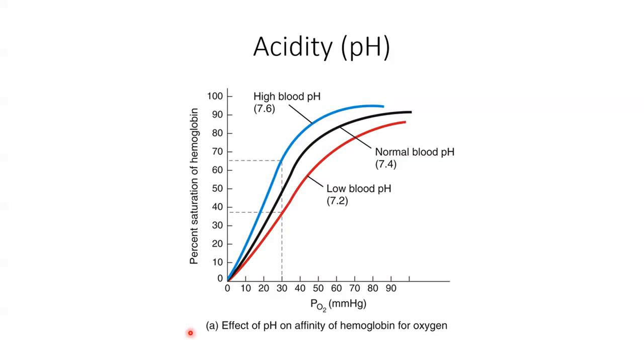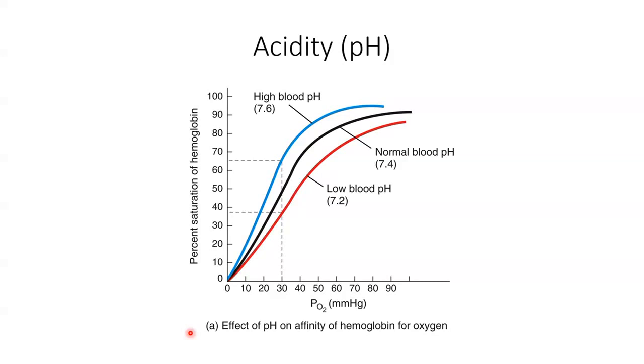So we're starting with acidity or pH, and as acidity increases or pH decreases, the affinity of hemoglobin for oxygen decreases, and oxygen dissociates more readily from hemoglobin, meaning that it can now diffuse into tissue cells. So the main acids produced by our metabolically active tissues are lactic acid and carbonic acid.